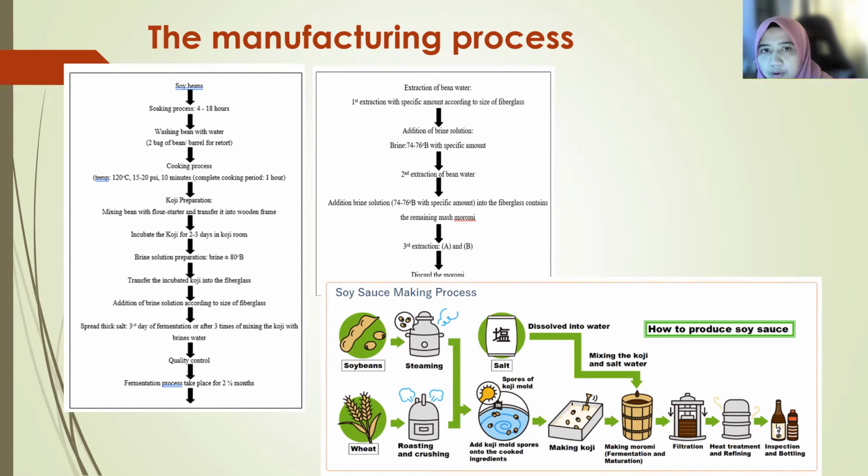Okay, this is the flow of the manufacturing process to produce soy sauce. We start from the soaking process, 4 to 18 hours, and then the soybean will be steamed, and then mixed with several ingredients, and then mixed with the koji and the salt water for fermentation, and lastly we produce the variety of soy sauce, whether salty or sweet soy sauce.